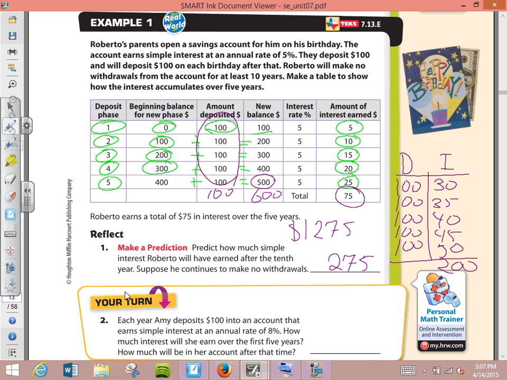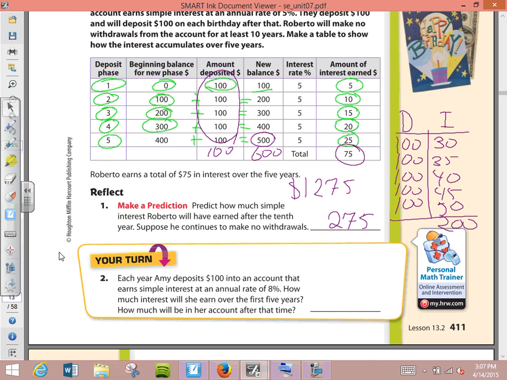1,275, right? If you notice, this person did not earn that much money in 10 years. That's a long time to wait, and you only earn 275. But it's better than having nothing. All right. So you're going to do the same thing with the Your Turn, number 2, with Amy. Go ahead and do that.